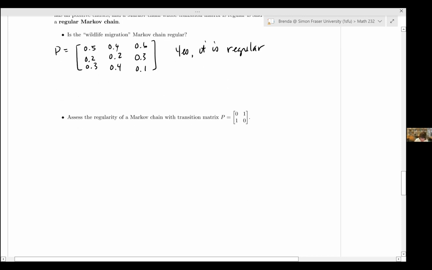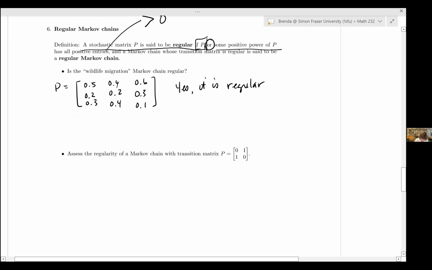Here's a matrix P. Now, these both add up to 1. Column vectors are probability vectors, but we have these zeros here. These are not positive. So P itself does not have all positive entries. Okay, so what we have to do then is start checking the powers, because it will be regular if at some point by taking powers of P, the entries become positive. So we're going to check the powers of P.